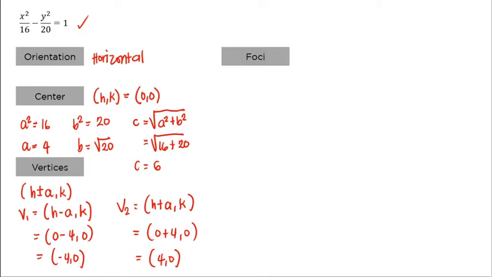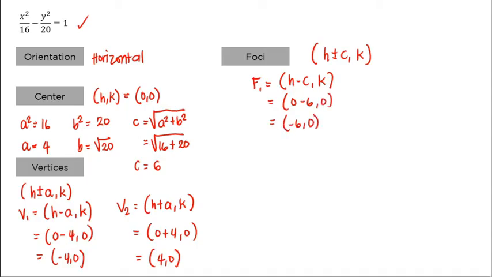Next, for the foci, that is c units away from the center, so we have (h plus minus c, k). So f sub 1 will be (h minus c, k). So that will be (0 minus 6, 0), so that is (negative 6, 0). f sub 1. For f sub 2, that is (h plus c, k). So we have (0 plus 6, 0), so that is (6, 0). So we have now the coordinates of the foci.